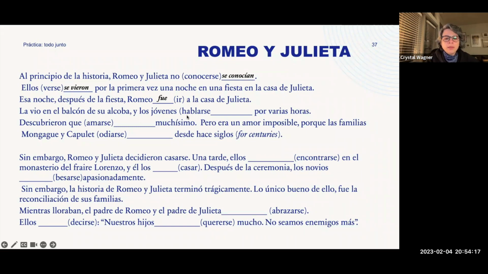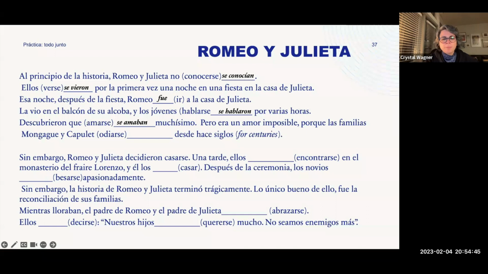Y los jóvenes se hablaron por varias horas. So in this case, they are talking to each other, of course. And so this verb is expressing that. Descubrieron que se amaban muchísimo. Why would this be in the imperfect? Well, because once more, this is a description of an emotional state. So this fulfills that use of the imperfect.